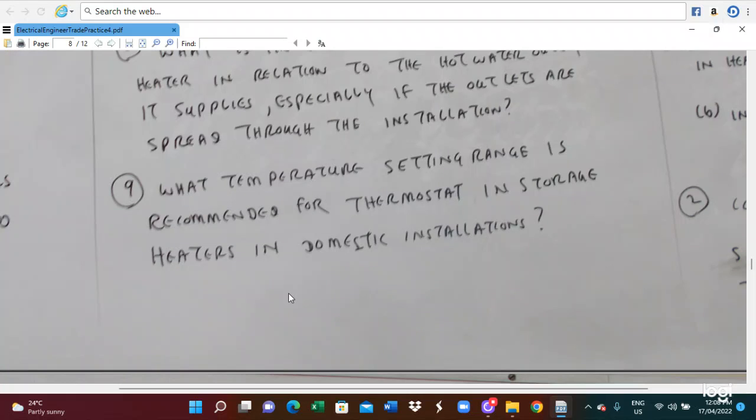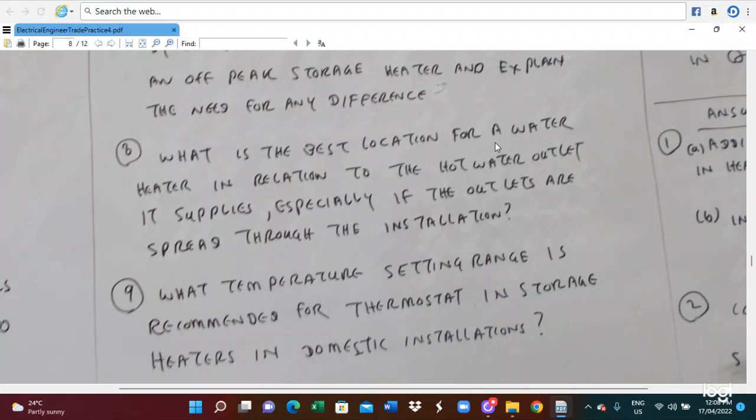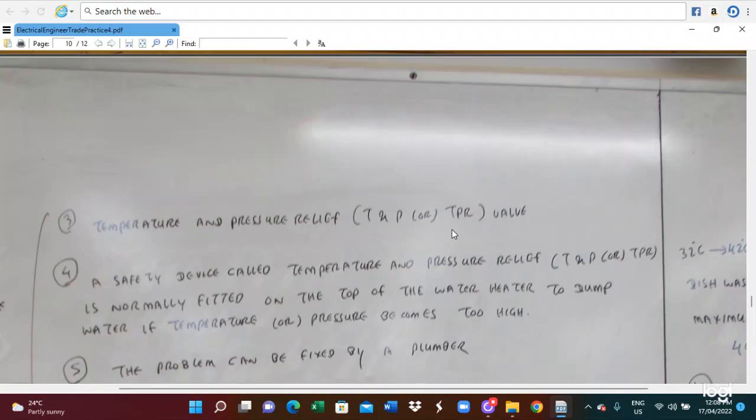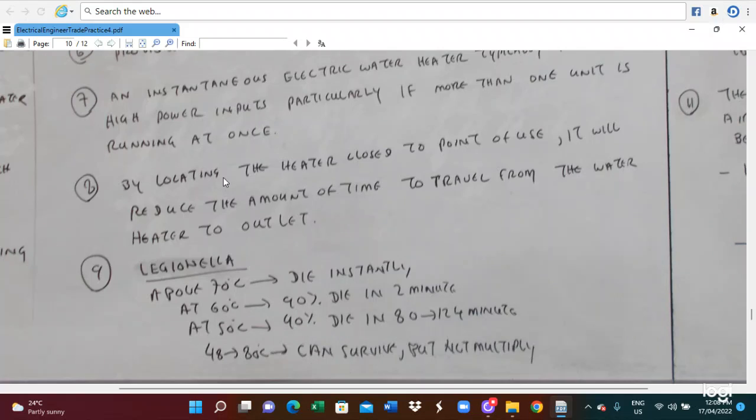And question number 8: what is the best location for the water heater in relation to the hot water outlets, especially if the outlets are spread through the installation? So this is the answer. By locating the heater close to the point of use, it will reduce the amount of time for the water to travel from the water heater to the outlet.